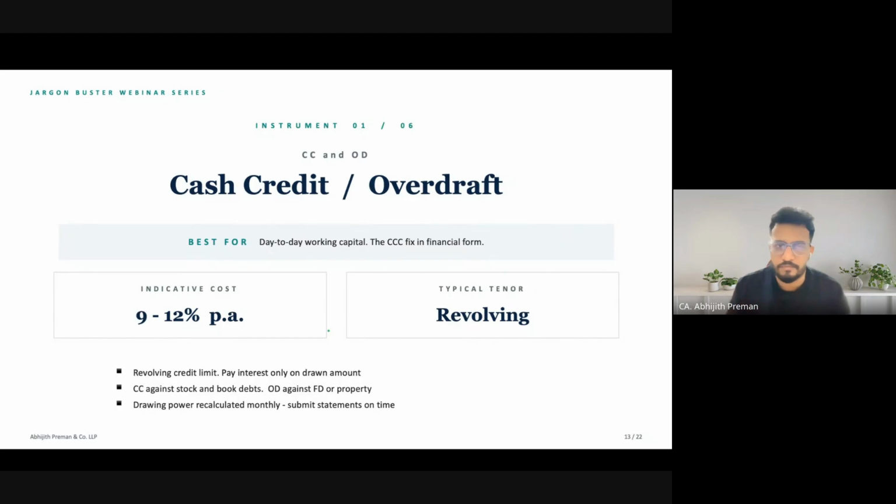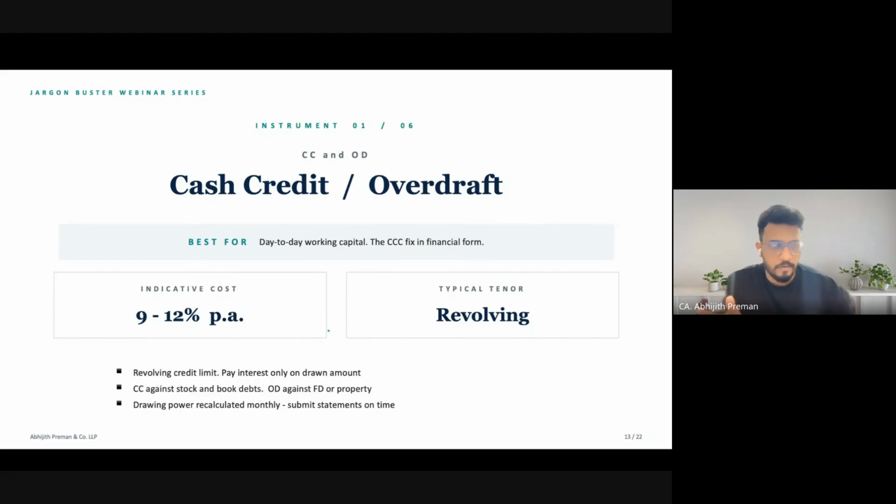Overdraft is typically against FD or property. Then, drawing power is recalculated monthly, so submit statements on time. Drawing power means that even if you have 50 lakhs of cash credit, that doesn't mean you can withdraw 50 lakhs. Drawing power is determined based on the stock and debtor statement that you submit to the bank every month. Typically, banks give 75% of the stock and 60% of the debtors. So if you have 50 lakhs of cash credit as your limit, the drawing power can be much lower than that.